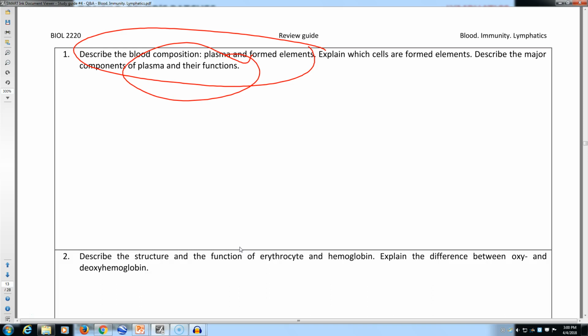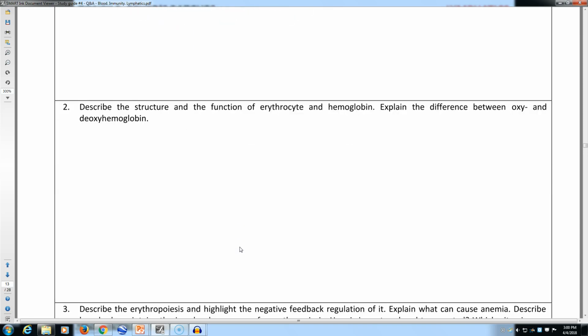When I say structure and function of erythrocyte and hemoglobin, erythrocyte has biconcave shape. Hemoglobin has 4 components in it, right? 2 alpha, 2 beta chains. How many heme molecules are in one hemoglobin? 4. How many irons? 4. One per heme. Yes. So how many oxygens? Maximum 4.